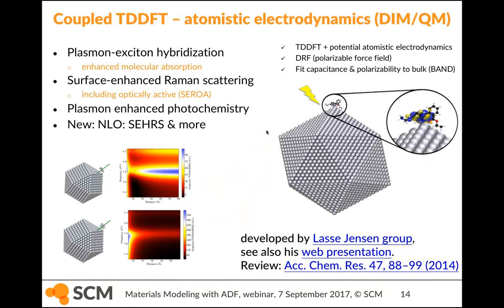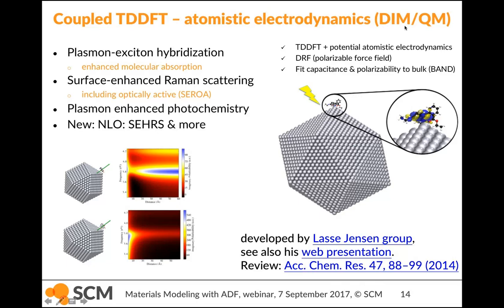All right, so another interesting feature in ADF for nanoparticles is where you're actually looking at atomic systems sitting on large metallo nanoparticles, which is from the group of Jensen at Penn State, where they use a so-called coupled approach, so where you couple the excited state properties of a molecule with the excited state properties of the nanoparticle, where you treat the nanoparticle using atomistic potentials, but including the full electrodynamics.